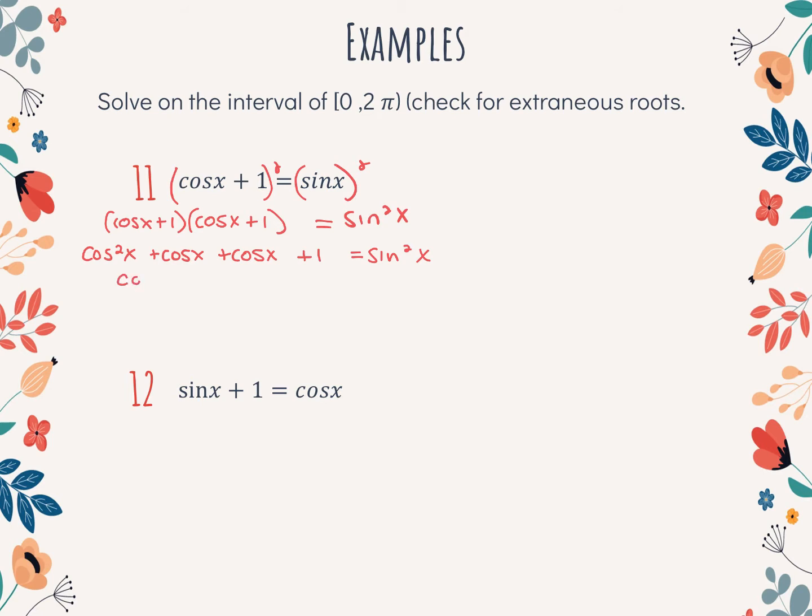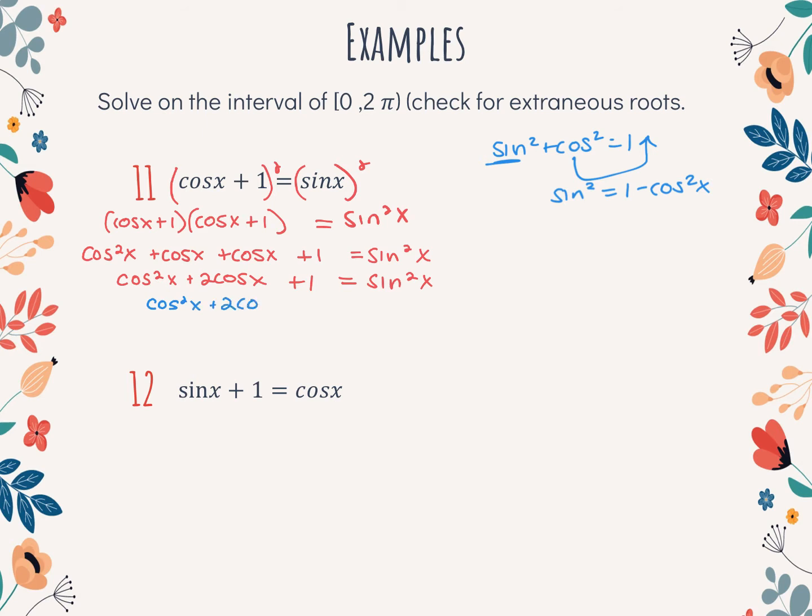Then I can combine my like terms, so cosine squared x plus 2 cosine x plus 1 equals sine squared x. Right now, I still have two different trig functions, but because I have a sine squared, what can I do with that? Good. Because sine squared plus cosine squared equals 1, I can replace sine squared with 1 minus cosine squared. So now I can rewrite this as cosine squared x plus 2 cosine x plus 1 equals 1 minus cosine squared x.